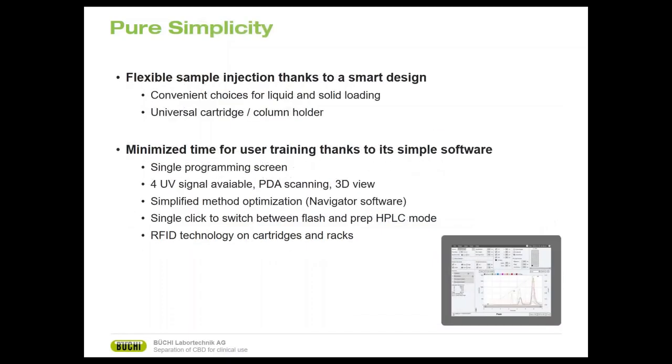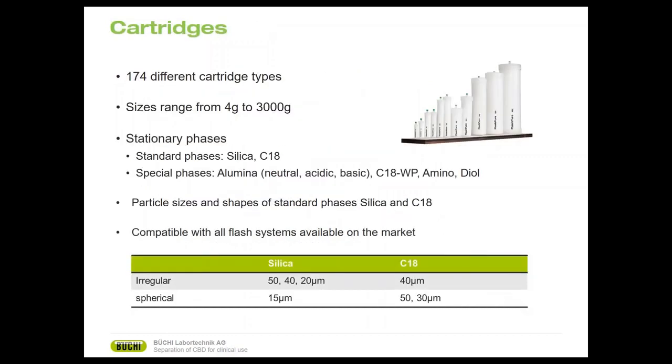Pure is a very simple device. It has flexible injection methods like solid and liquid loading with a universal cartridge holder. It also minimizes the training need for the user. It has a single programming screen, 4 UV signals, PDA scan, and 3D view. A single click switches from flash to prep mode. Also, we have RFID technology for the cartridges. In liquid loading, we can also use a sampling pump for a high amount of input to the system.